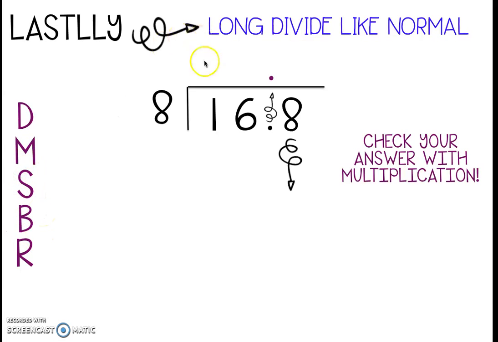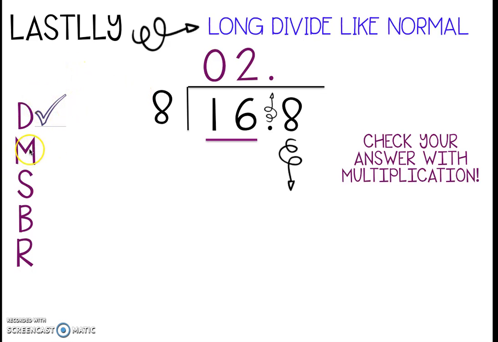All right, so first things first, we've got to take a look at 8 and see, does it go into 1? 8 goes into 1 0 times. So we're going to scoot over and take a look at 16. How many times does 8 go into 16? 8 goes into 16 2 times. So that's our divide.